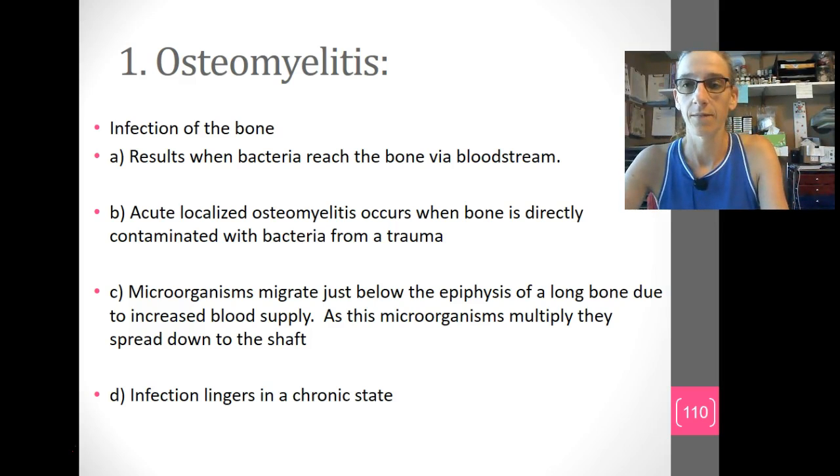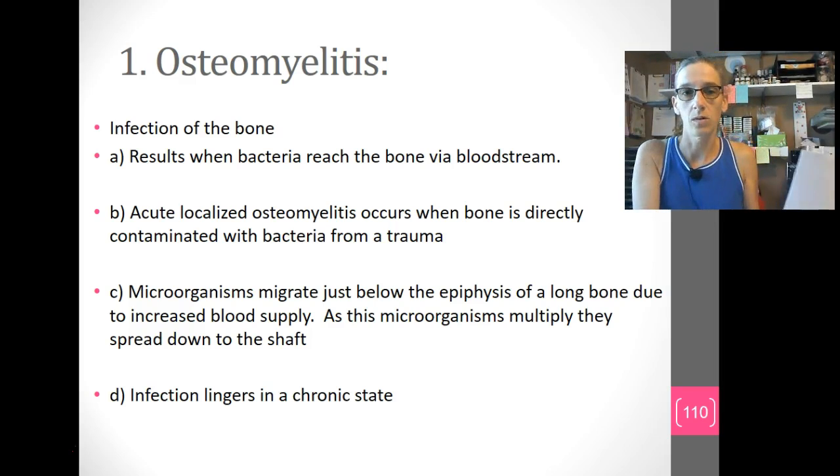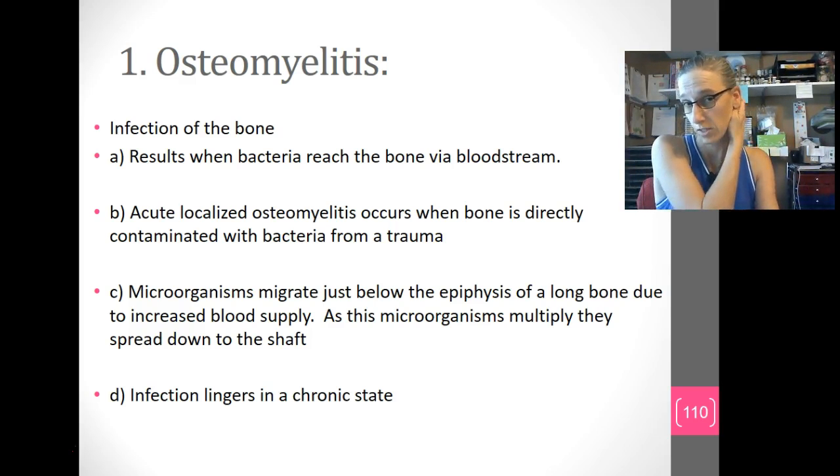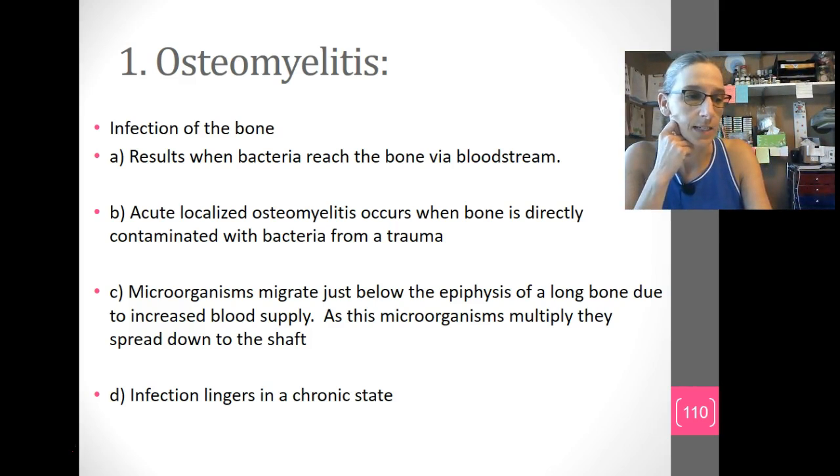Osteomyelitis. This is an infection of the bone. Osteo is bone, myelitis, infection of the bone. So it results when there is bacteria that reach the bone via the bloodstream. Staph aureus is the most common cause. 70 to 80% of bone infections are caused by Staph aureus bacteria.